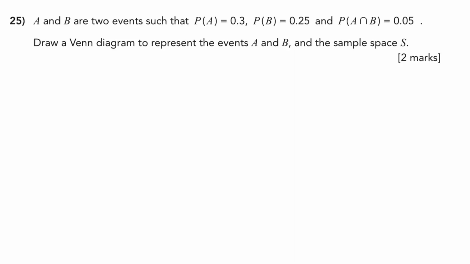Question number 25. A and B are two events such that probability of A is 0.3, probability of B is 0.25, and the intersection is 0.05. You have to draw a Venn diagram to represent the events A and B and the sample space S. The intersection has been given to us, then everything else is very easy.